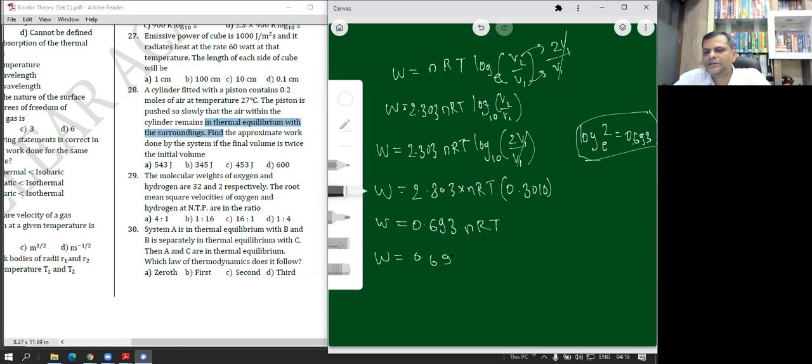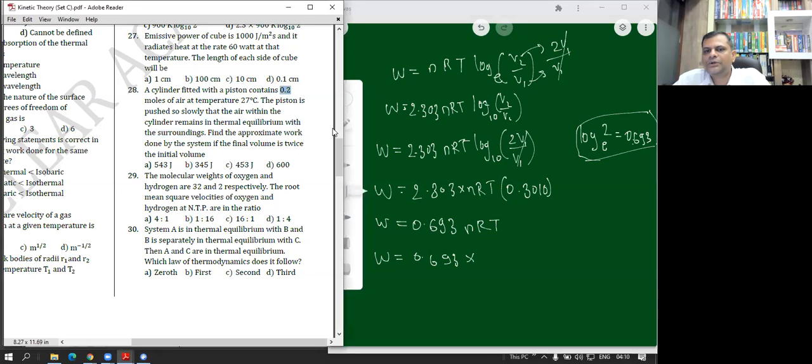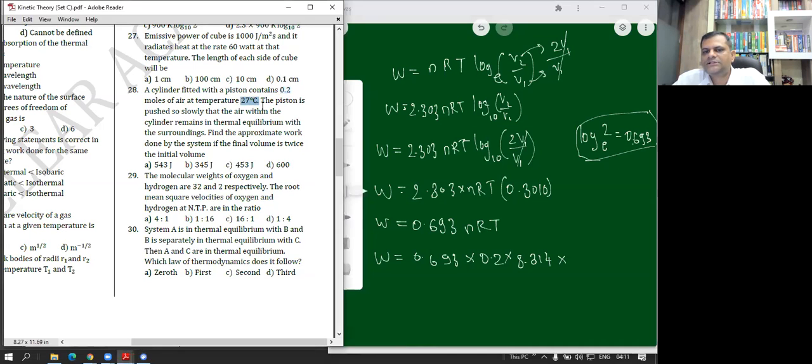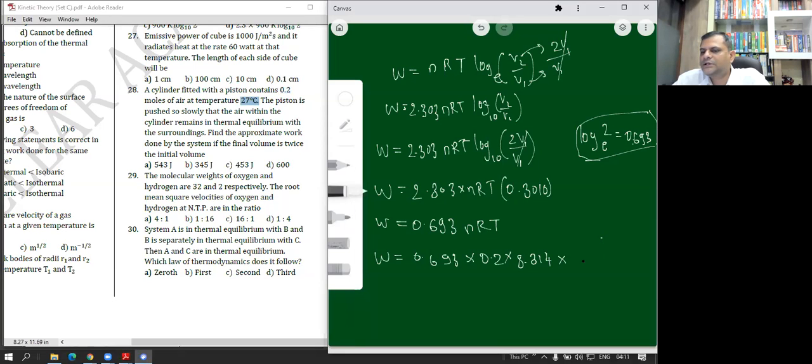So this will be 0.693 as it is, which can be written as 0.7 approximately, and that is multiplied by the number of moles, which is 0.2 here. So take it as 0.2, and that is multiplied by R. R is nothing but the ideal gas constant. So what is the ideal gas constant? It is going to be 8.314, which can be taken as 8 only approximately, and temperature, which is 27 degrees Celsius. So 27 degrees Celsius can be converted into Kelvin by adding 273 to it, which becomes 300 here.